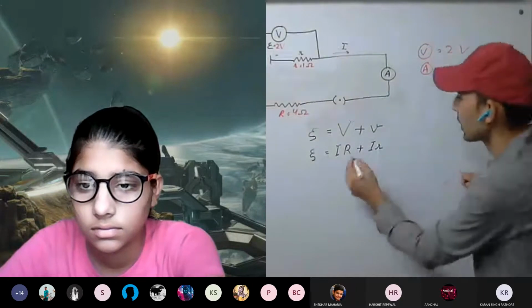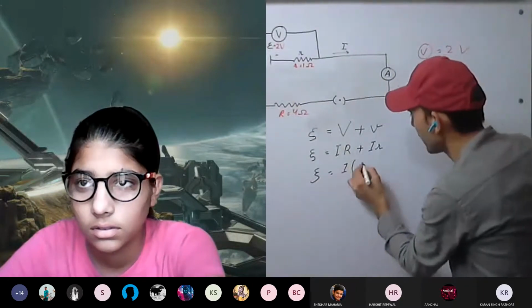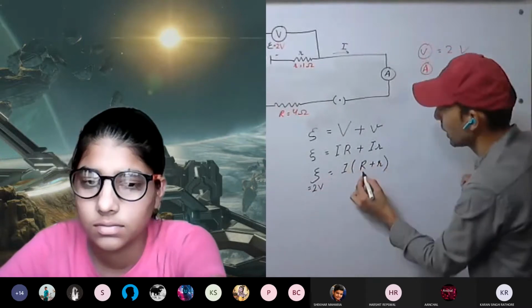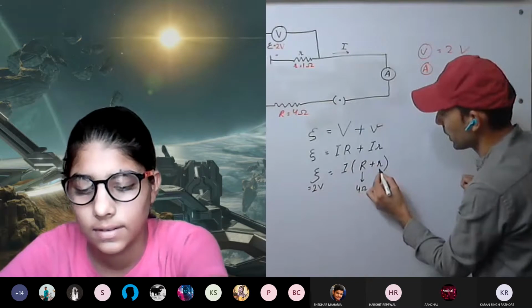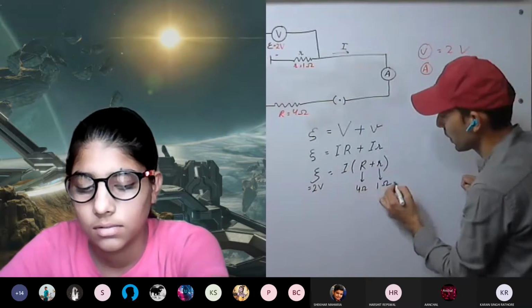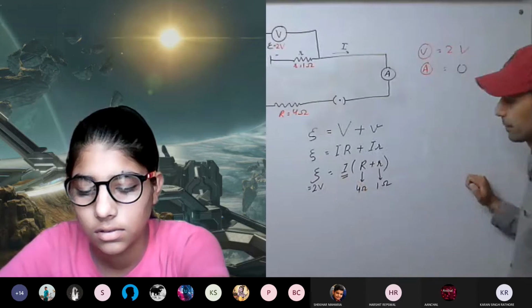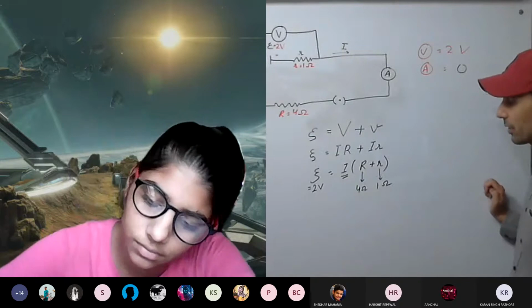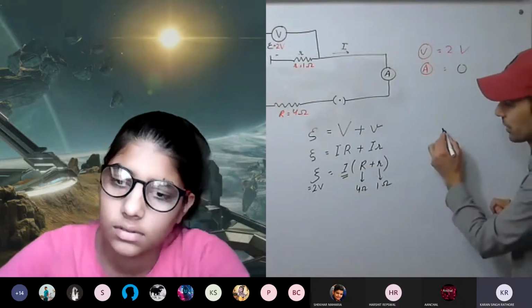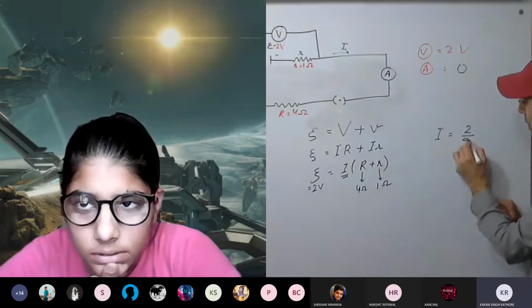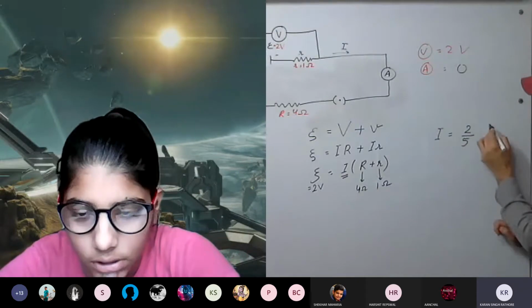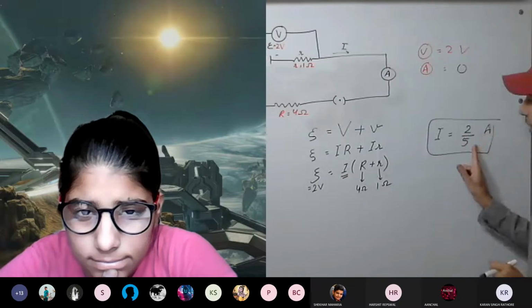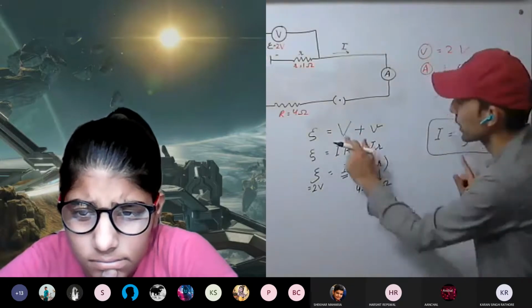Okay. So this equals I times R plus r. So we have epsilon equal to 2 volt. Resistance R equals 4 ohm. And r equals 1 ohm. So first we have to calculate I, the current flowing. Calculate it everyone fast. How much is it coming? 2/5. 2/5 amperes. We got the current flow. We can calculate now. Okay.